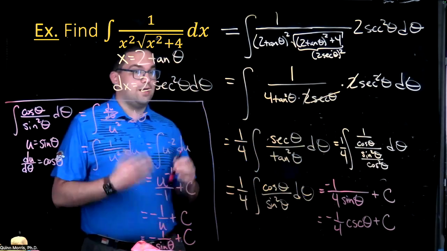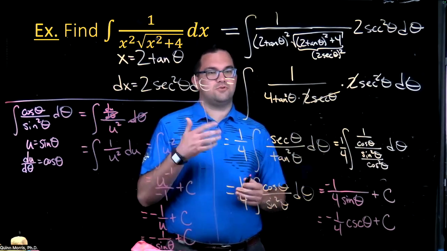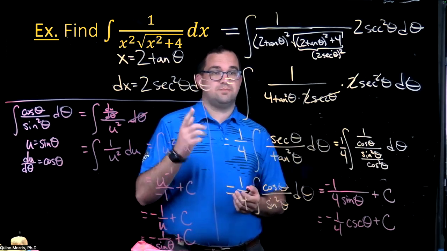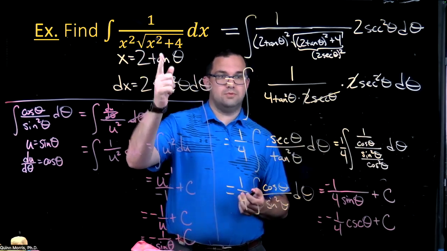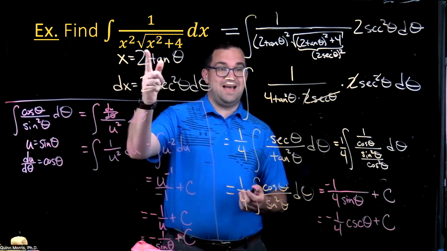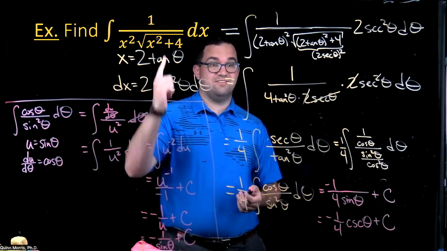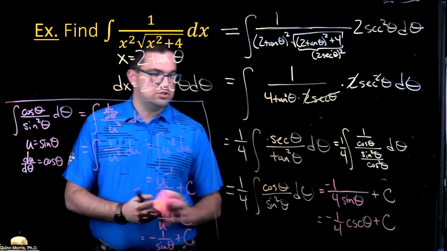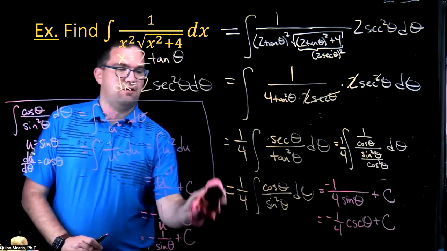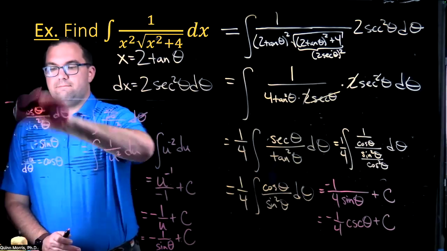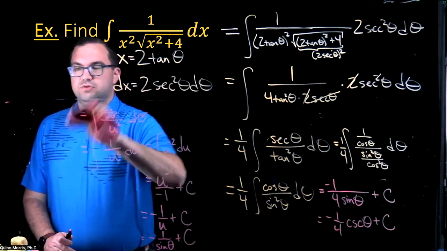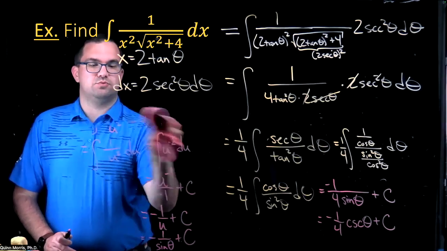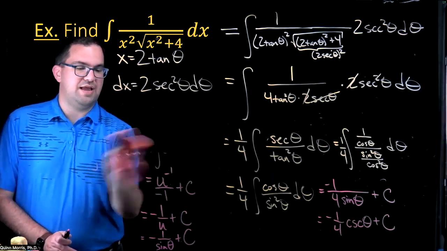But now, of course, we're not done yet. You constantly have to remind yourself during these problems, what was my original problem? It was this integral in terms of x. I need my answer to be in terms of x, okay? So we now need to know what cosecant of theta is, given our original substitution that x was equal to 2 tangent of theta.